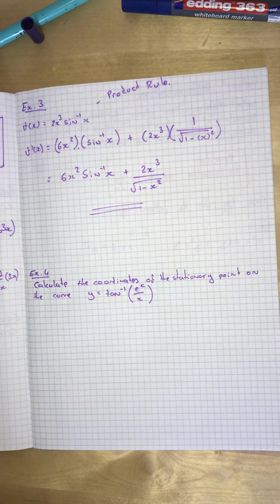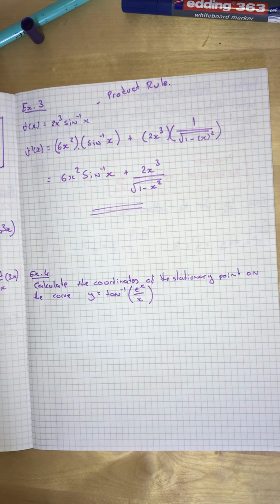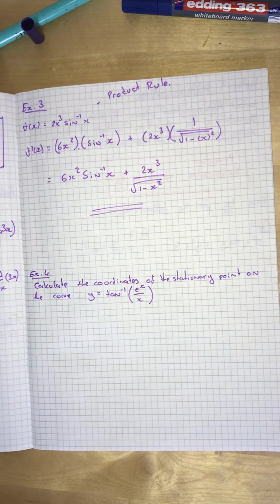So again, we can't just forget anything we learned in the past, so this is going to be using stuff that we learned in Higher. However, it's using differentiation techniques derived from Advanced Higher. So calculate the coordinates of the stationary point on the curve y equals tan to the negative 1 of e to the x over x. You could be asked to calculate the coordinates of a stationary point in Higher, but now we're doing the same thing with Advanced Higher techniques.